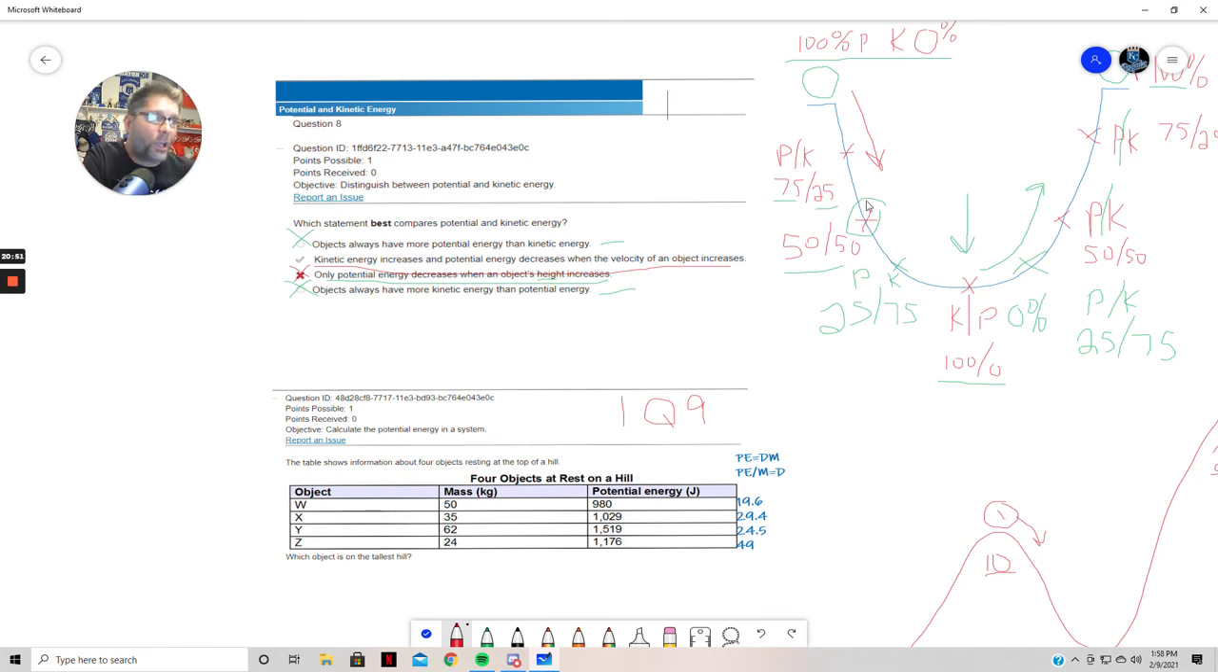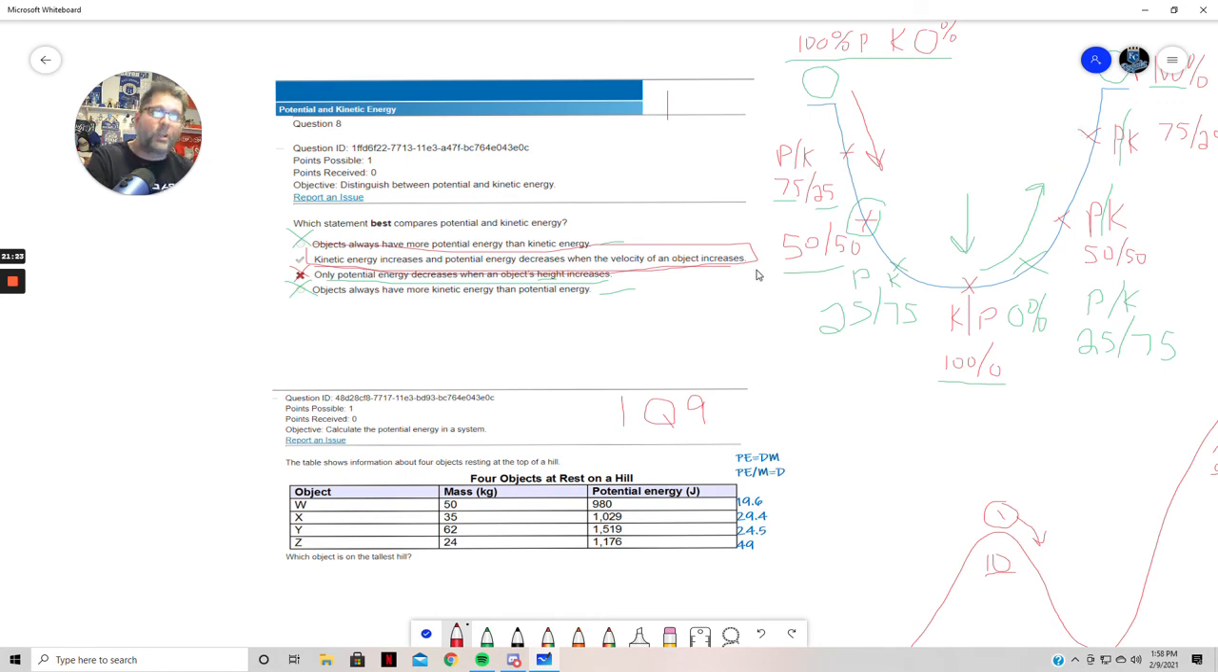So this one is the right one, but I also want to talk about why it's the right one. It's because the further you go down this hill, the more speed, the more velocity it's going to pick up, and we've already demonstrated how kinetic energy increases and potential energy decreases when you're going down the hill. The opposite is true when you go up. When you slow down, your potential energy increases and kinetic energy decreases.